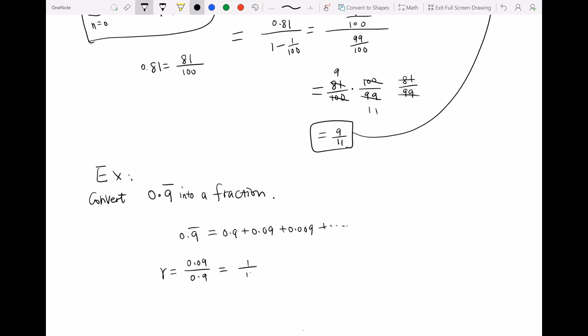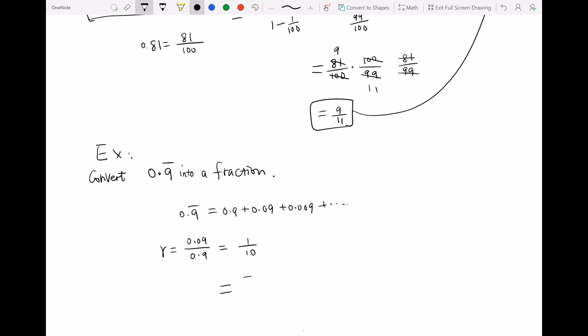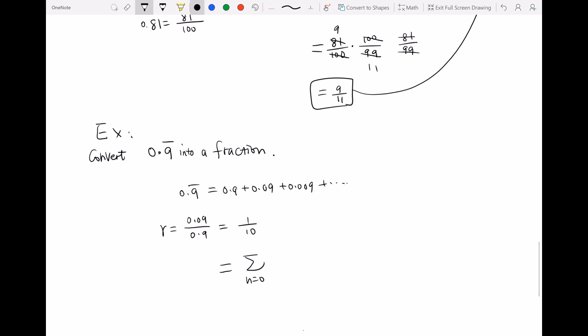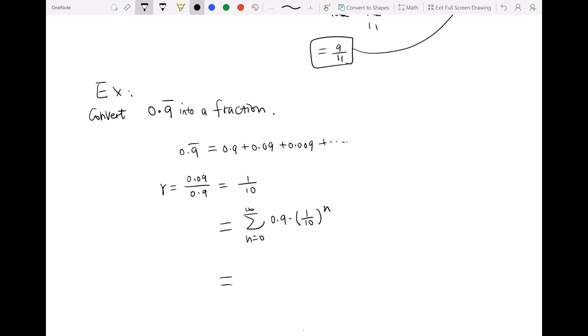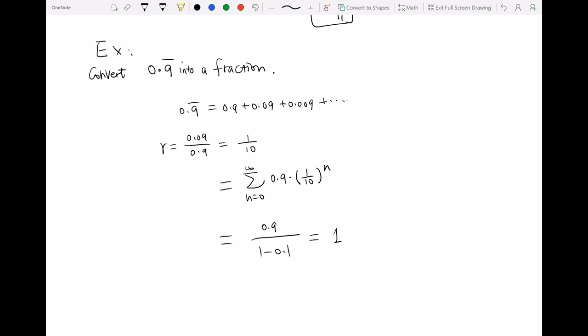1/10. Okay, so you can write this as a geometric series of 0.9 times 1/10 to the n. Perfect. So then this one converges to 0.9 over 1 minus 0.1, right? Okay, so this converges to 1. So the 0.9 repeating into a fraction.